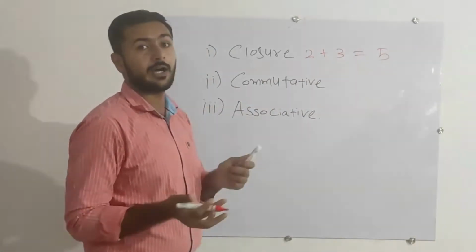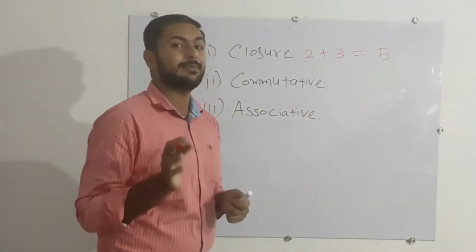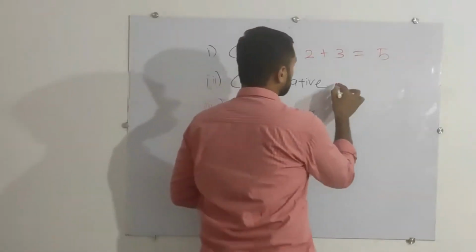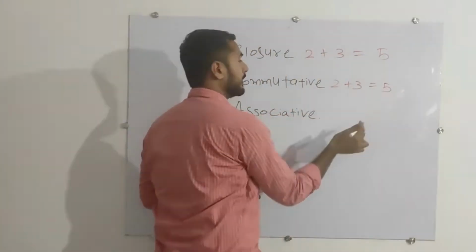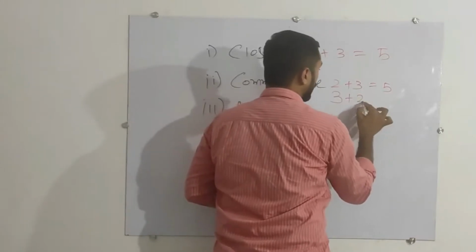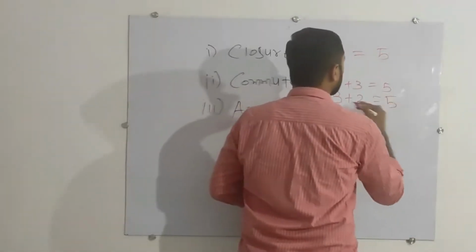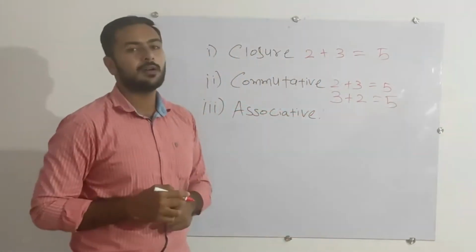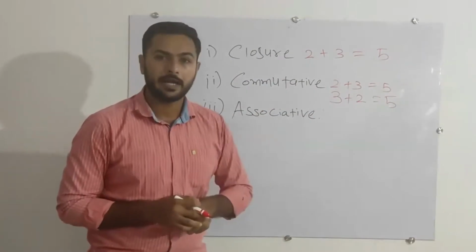Same for the commutative. In commutative, what will we do? We will shuffle the numbers, and if the answer is the same, it means that it is commutative. Like 2 plus 3, that is 5. As well as I will just shuffle these numbers. So 3 plus 2, the answer will be the same, that's 5. It means natural numbers are commutative under addition.